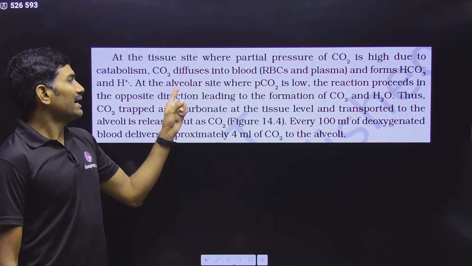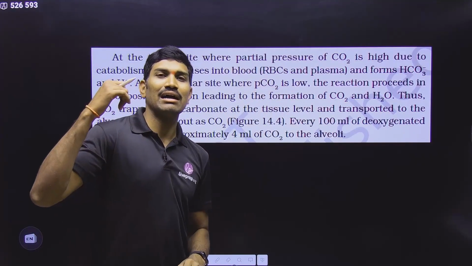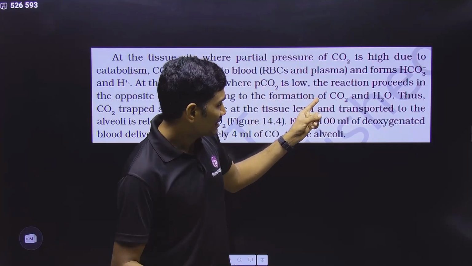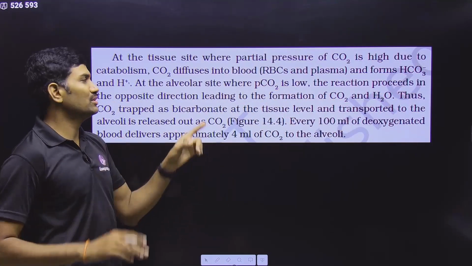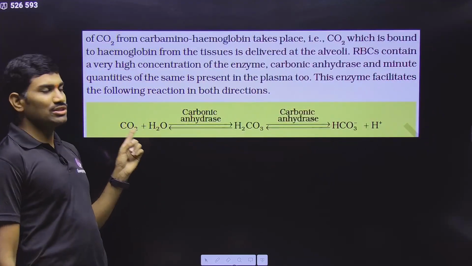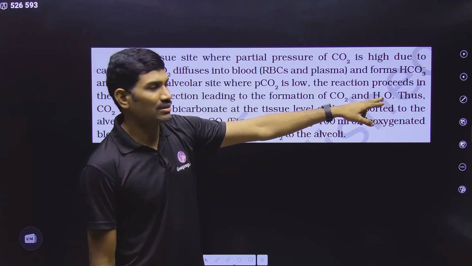Okay, next one, at the alveolar site where partial pressure of CO2 is low. At the alveolus, in the lungs, what happens? The partial pressure of CO2 is very low, and the reaction is proceeding in exactly the opposite direction. Opposite direction means what is formed? CO2 and water are formed, leading to the formation of carbon dioxide and water.